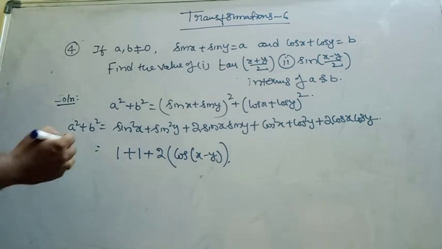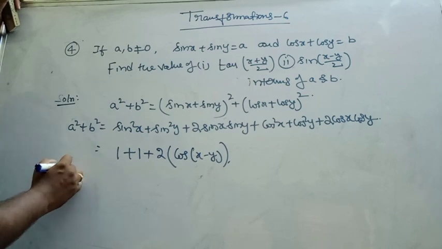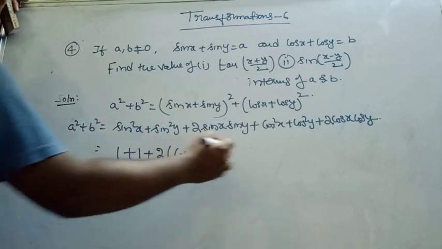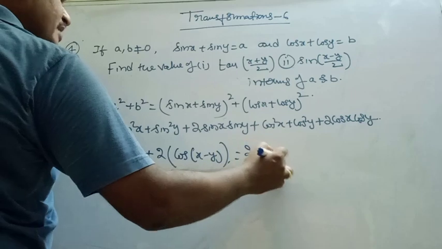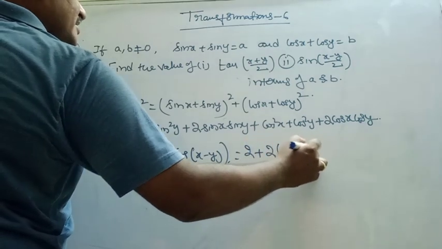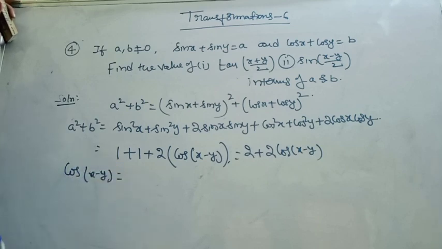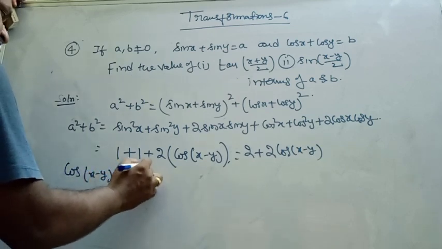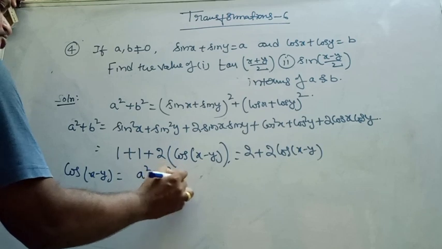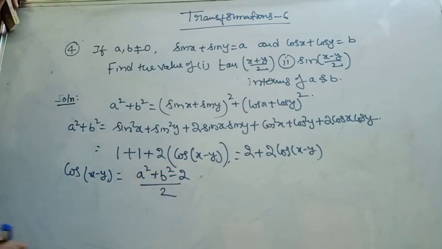Now from this we will get cos of x minus y, right? This is 2 plus 2 times cos of x minus y, like this. Now cos of x minus y is equal to, you will be getting, (a square plus b square minus 2) by 2, right? This is what cos of x minus y is. Wonderful. Now from that we need to get sin of (x minus y)/2, right?